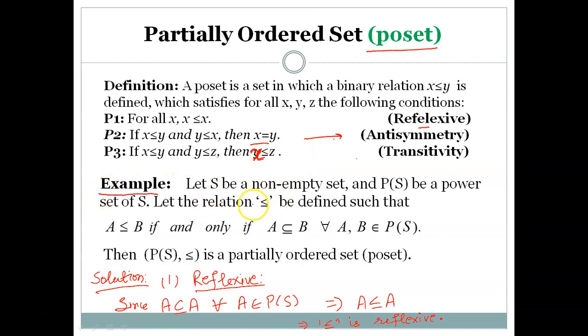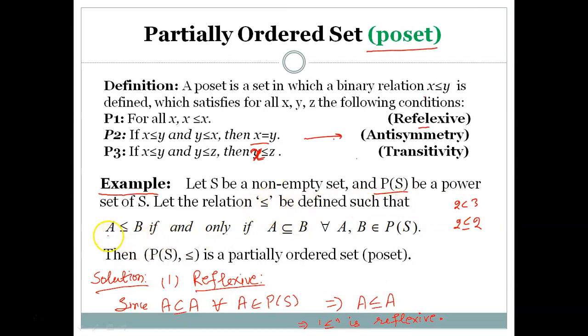So keep in mind the very simple example regarding this. Let S be a non-empty set and PS be the power set of S. Power set means the set of all subsets of this set S. Let the relation less than or equal to be defined as here. Note one thing: this less than or equal to we are using as a general notation. It is not always the usual less than or equal to. Usually you will say 2 is less than 3, or 2 is less than or equal to 2. But it is not the case that we are always talking about this less than or equal to for numbers only. It is just a notation in this situation and it can take any meaning.